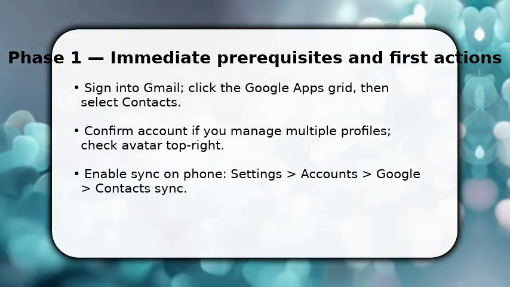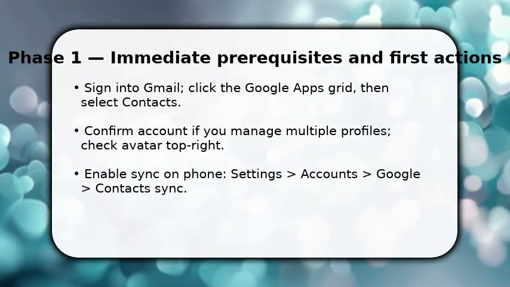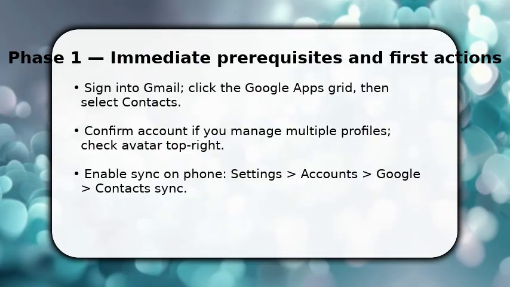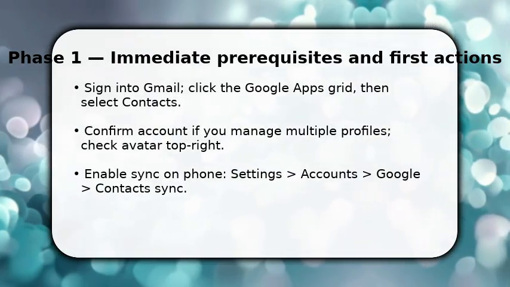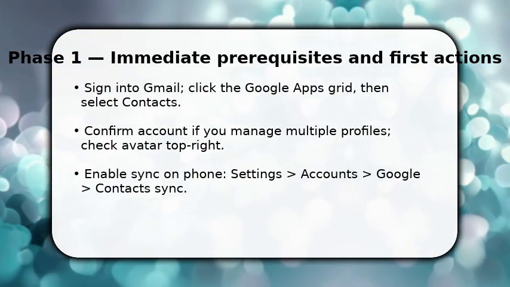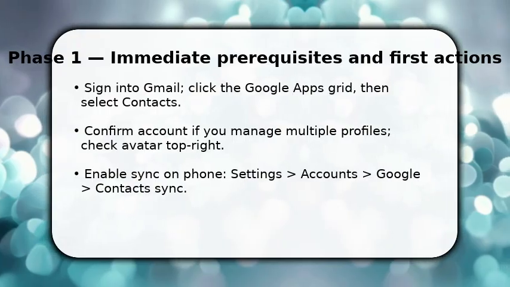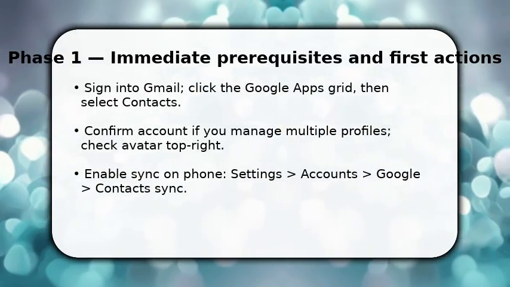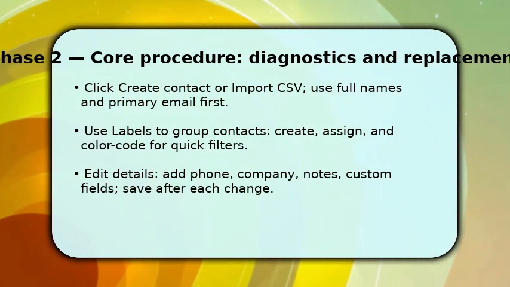Once signed in, make sure you pick the correct account, especially if you juggle work and personal profiles, because changes apply immediately. Then enable Contacts Sync on your mobile device so edits replicate both ways. This initial setup prevents duplicates and lost entries, and it lets you move on to adding, editing, or importing contacts without surprises.